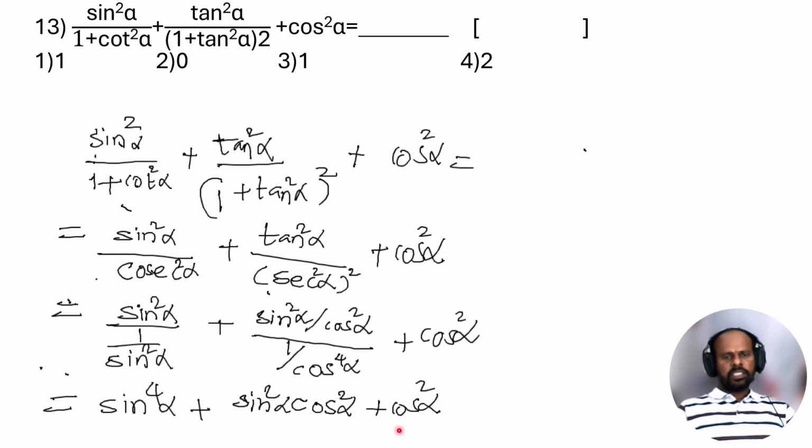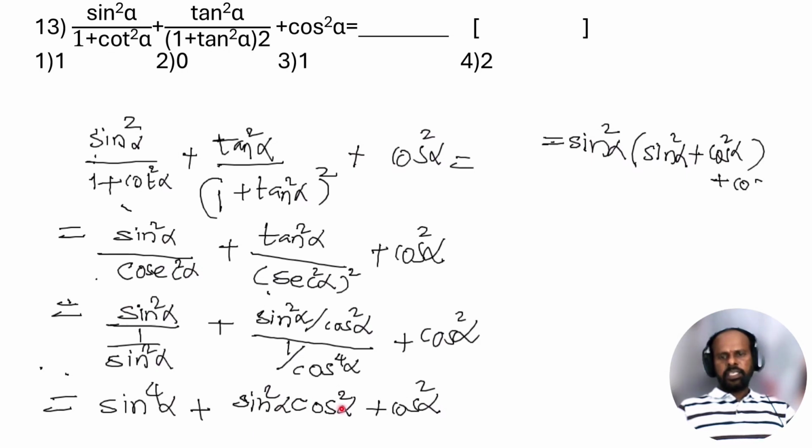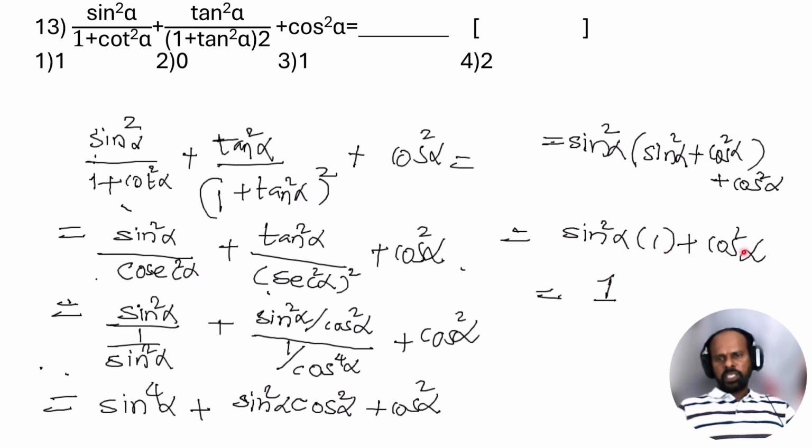Now in the first two terms, if you observe, there is one common term, that is sine square alpha. So sine square alpha is left outside, one square left inside, one more cos square left inside, and the third term as it is. Here we got it in the form of the identity, sine square alpha plus cos square alpha is 1, and the last one is 1. So sine square alpha into 1 is 1, sine square alpha plus cos square alpha, again we get one as the answer. Option 1 is the correct answer.